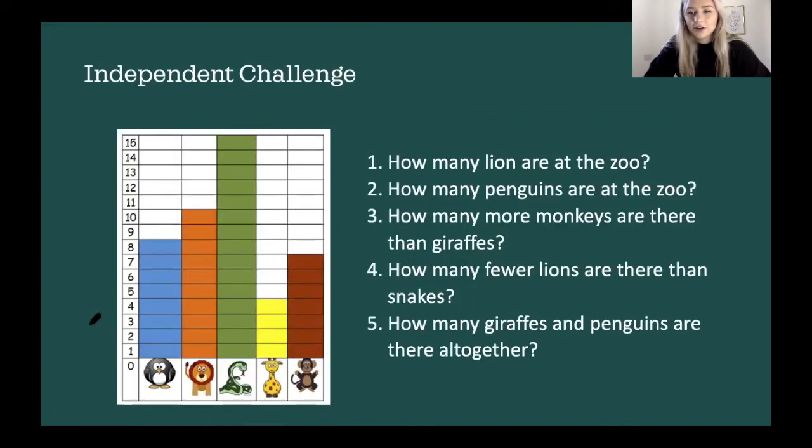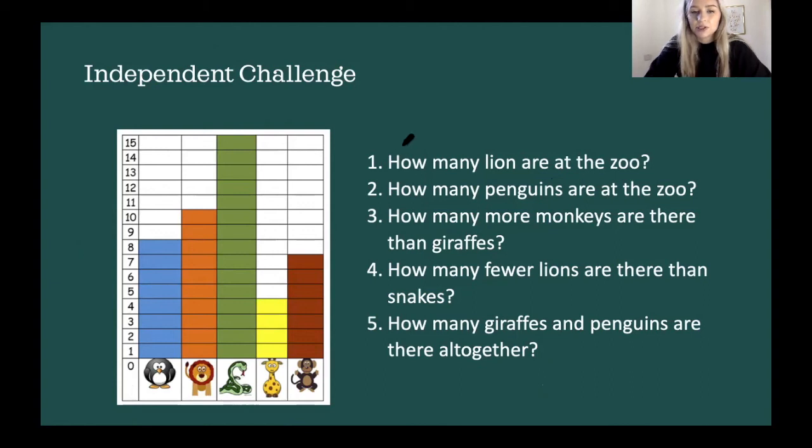Here is your independent challenge. There are 5 questions for you to answer about this diagram. So at the side, we have the number of animals. And then at the bottom, we have the pictures of the different animals in this diagram. I'm going to read you these questions and then it is time for you to have a go answering them.